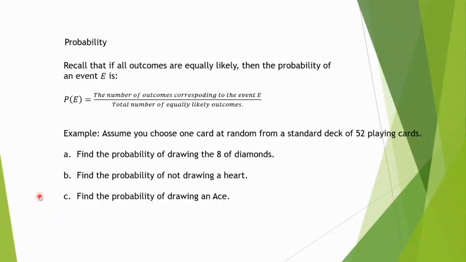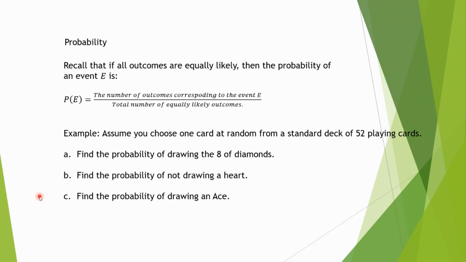here now is the actual probability. Okay, so again, by definition, if all the outcomes are equally likely, that's really what we're dealing with here. That's in theoretical probability. That's really what we're dealing with here, okay?